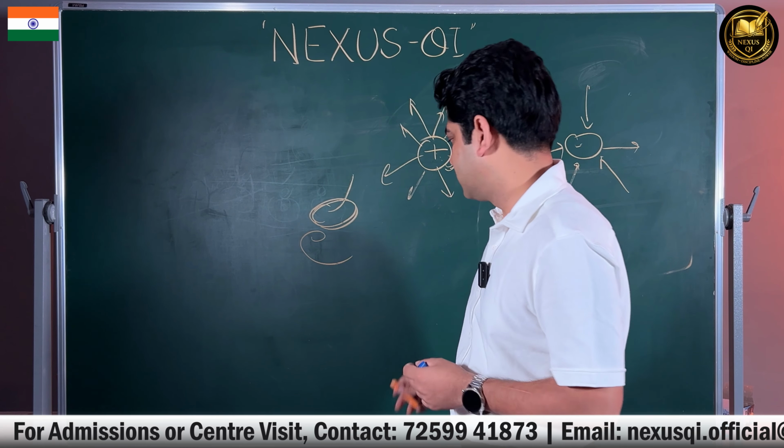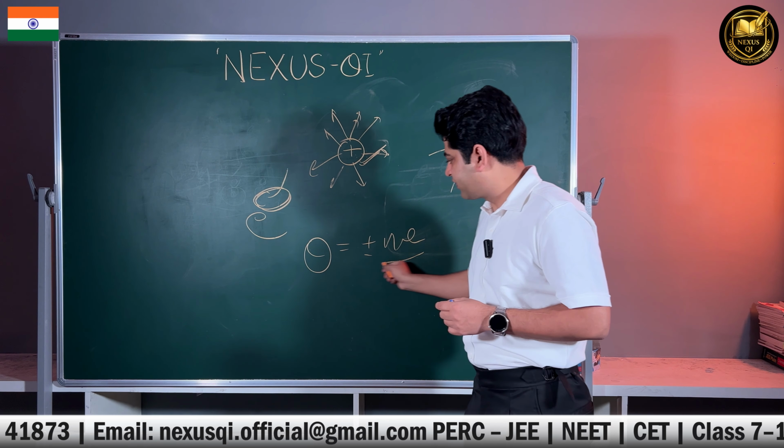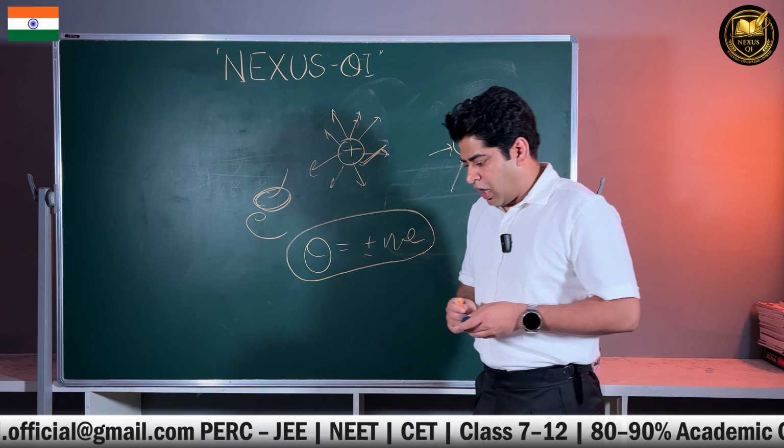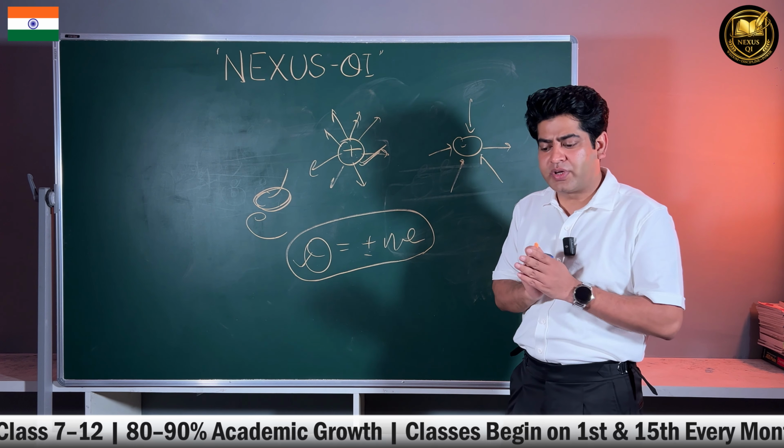Now, what is charge? Simple. So, this is the definition of charge and we have to decode this definition. How can we decode this definition? This is the Q and this is the positive. It can be positive or negative.